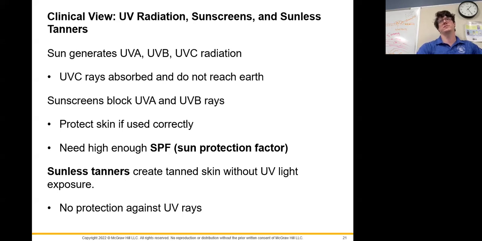Sunscreens are important. Wear sunscreen. Use it all the time, every day. If you're going to be outside for more than 10 or 15 minutes or so, use some sunscreen. Now, some UV radiation is good for you. In small doses, UV radiation is good for you. It helps you to make vitamin D, all those kinds of fun things.